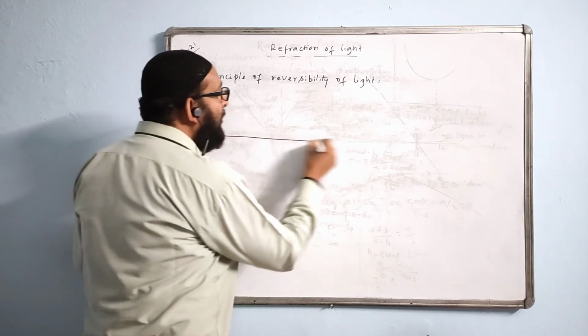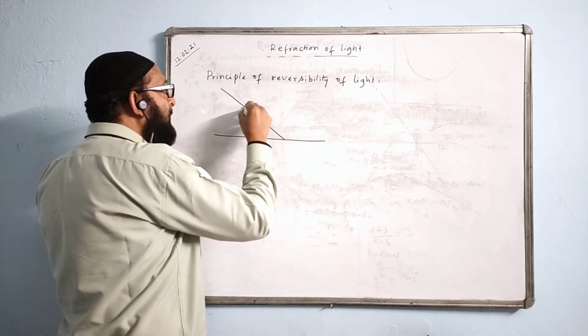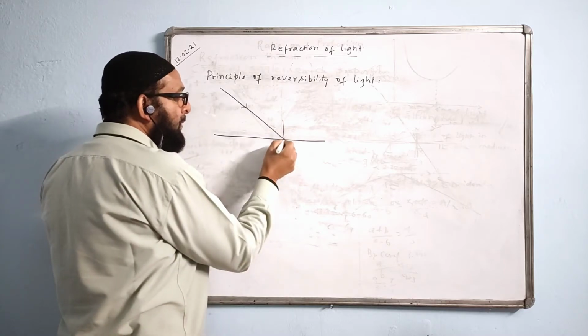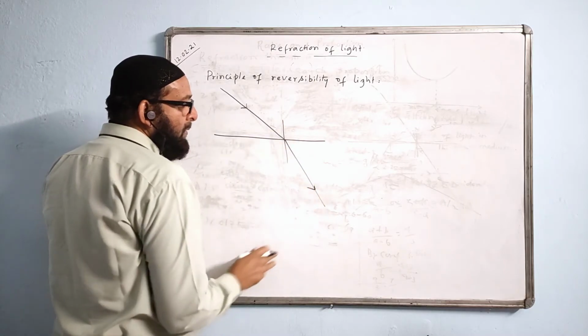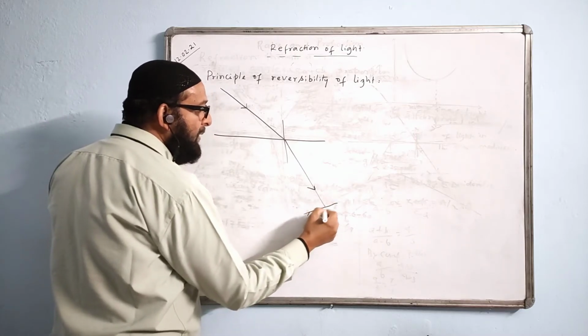Now in the diagram, how do we show the principle of reversibility in the series? Suppose they have given a diagram like this, and they are showing a mirror. The mirror is lying like this. There is a plane mirror like this.